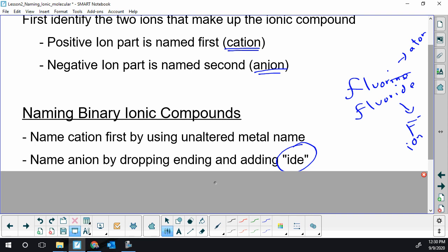And that's what we do when we name ionic compounds. We drop the last 3 or 4 letters and switch the ending to "-ide".